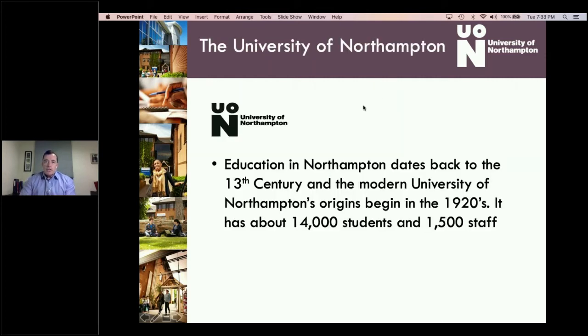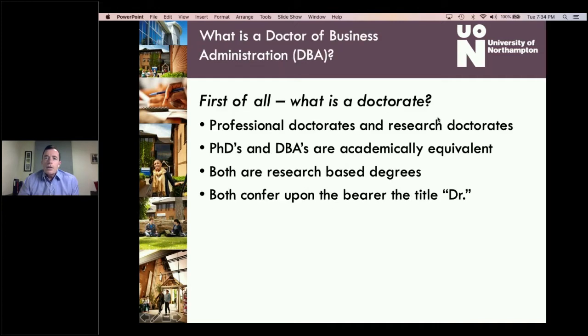The university itself, well, education dates back an awfully long time, back to the 13th century. But we would say the modern University of Northampton's origins date back about 100 years. Today it has about 14,000 students and about 1,500 staff. I've just put that up to guide you to the University of Northampton's website, where you can do lots of reading and find out all about the university. But what I want to focus on tonight, of course, is the DBA, the doctorate program.